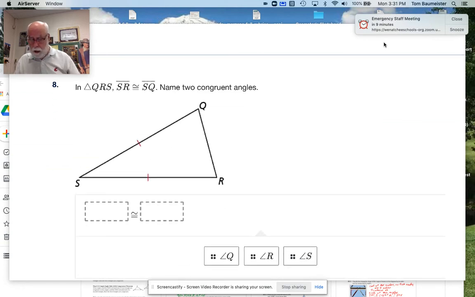Okay, in number 8, it says in triangle QRS, the length of SR is congruent to the length of SQ. Name the two congruent angles. Now remember, the congruent angles are the ones that are opposite the sides. So on this one here, again, I went from the side and I went to the angle opposite it. So on this one here, then we can say that angle Q is congruent to angle R.